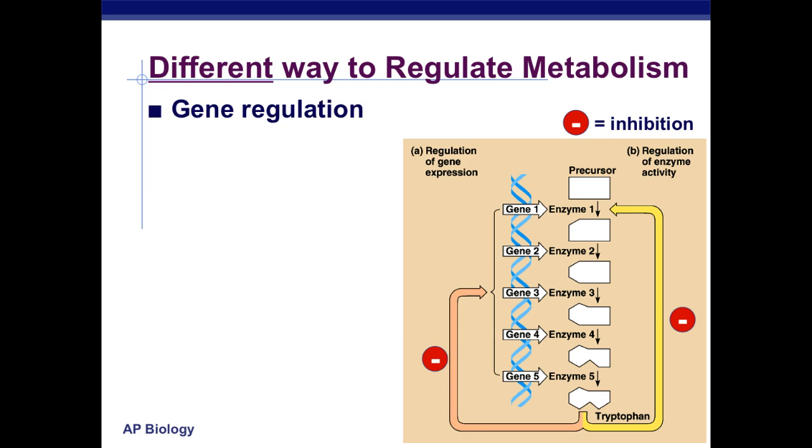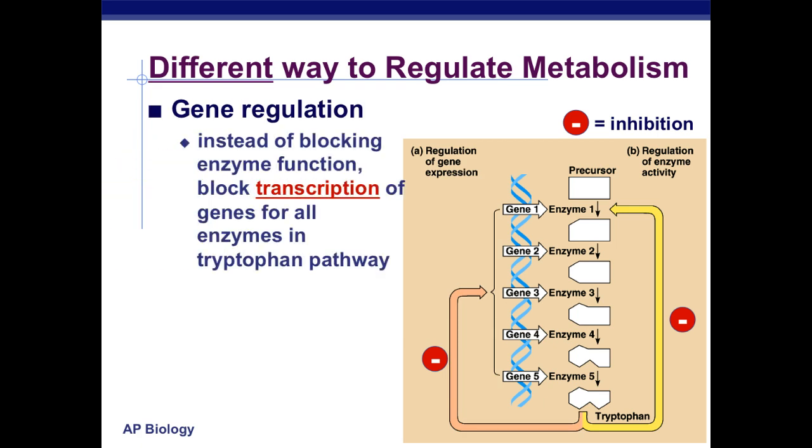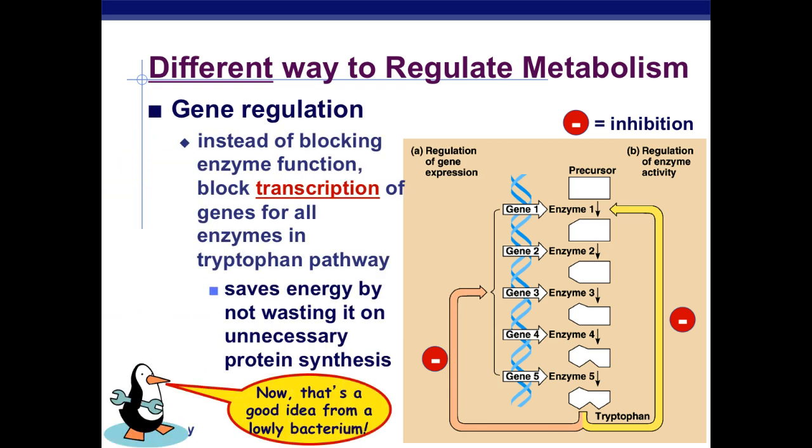A better, different way to regulate metabolism is through gene regulation. Instead of blocking the enzyme function, you block the transcription of genes for all the enzymes in the tryptophan pathway. This saves energy by not wasting it on unnecessary protein synthesis. So the production of tryptophan inhibits the production of genes and mRNA that will then code for these enzymes that will produce more tryptophan.